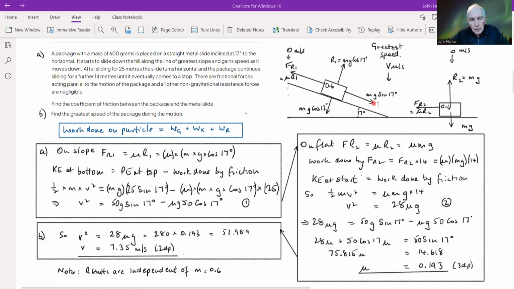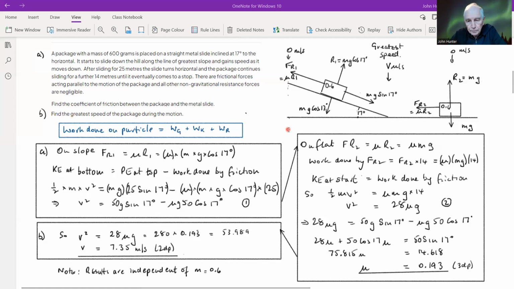Okay, sliding down there. After sliding for 25 meters, that distance down there, it turns horizontal and continues sliding for a further 14 meters until it eventually comes to a stop. There are frictional forces acting parallel to the motion, and all other non-gravitational resistance forces are negligible. And it asks us to find the coefficient of friction between the package and the metal slide, and the greatest speed of the package during the motion.